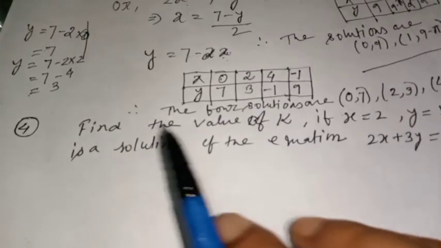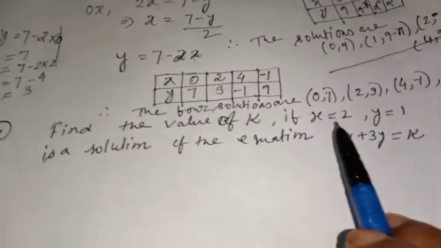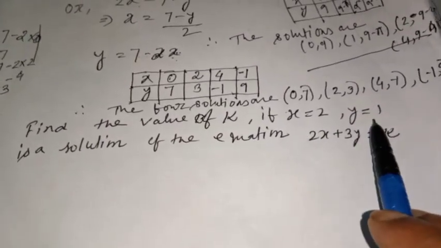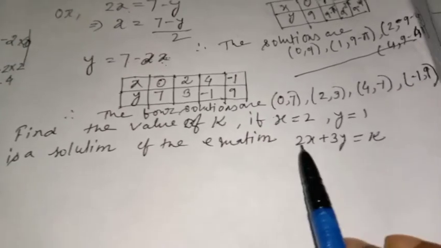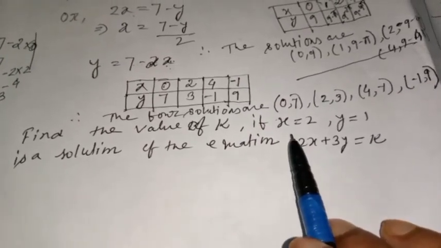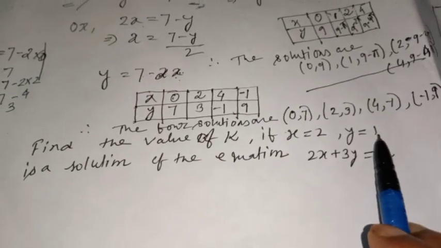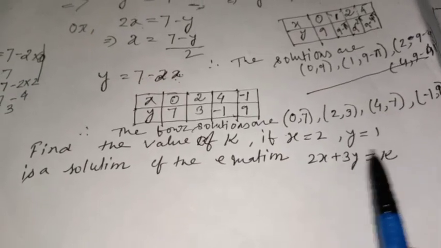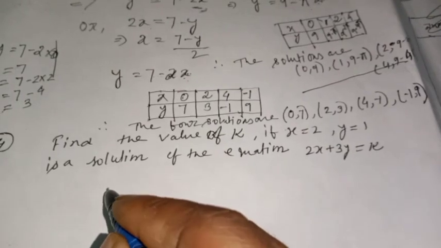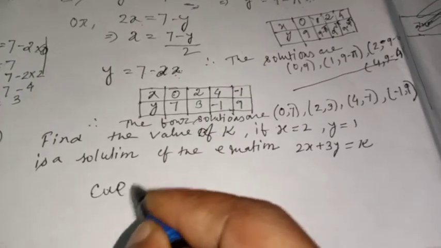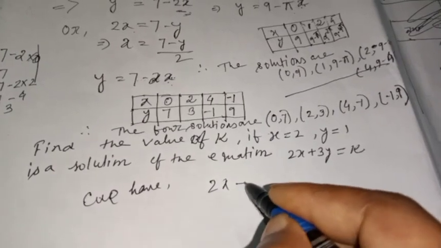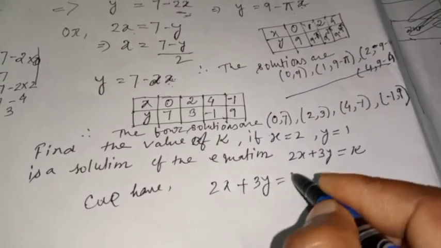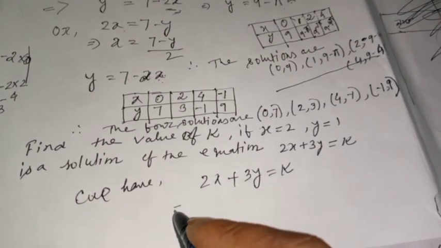This is question number 4. Find the value of k if x is equal to 2 and y is equal to 1 is a solution of the equation 2x plus 3y is equal to k. Here, if the value of x is 2 and y is 1, then you have to find the value of k. Because like that, we have 2x plus 3y is equal to k.